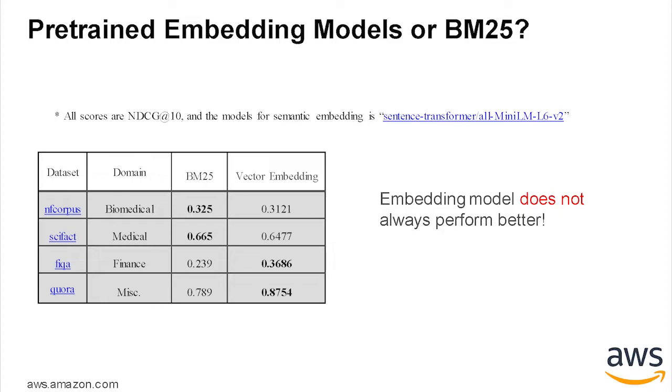All you need to know is that this is a quantity that can give you a signal about the performance of the search engine and how your customers may be engaging, how they may like this search engine. And the higher, the better, this quantity. And what we notice is that actually the pre-trained embedding model does not always outperform BM25.